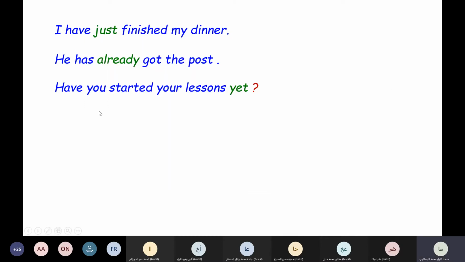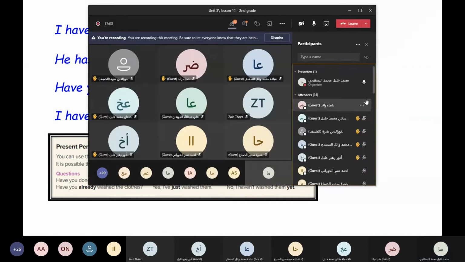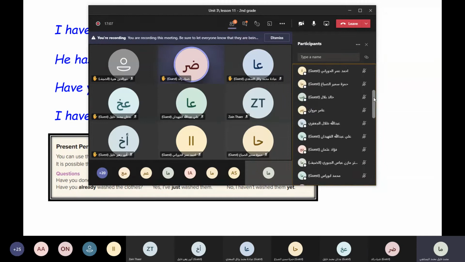Where are you, Zain? Read the third example, please. Have you started your lessons yet? Good. Look here, I haven't done my homework yet. Now we are going to talk about already, yet, and just with the present perfect. Who can read the explanation?